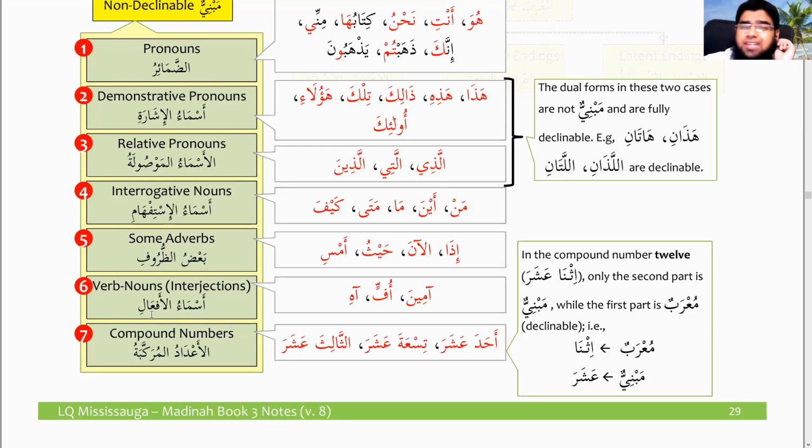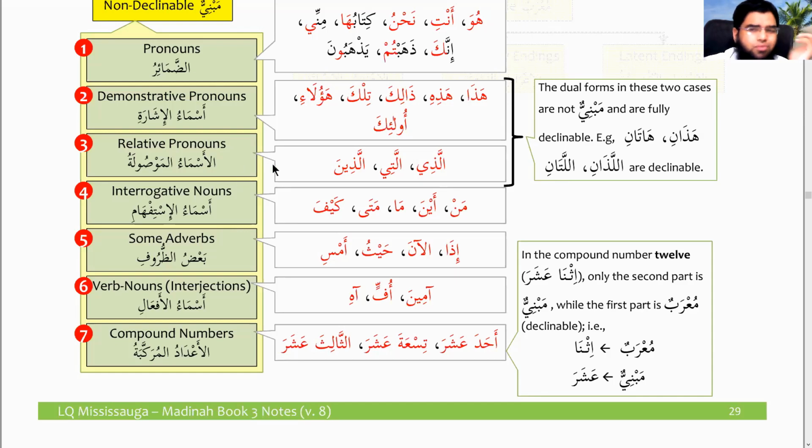Asma'ul af'al. There are some nouns which give the meaning of verbs. Amin. Amin means what? Istajib, accept the prayer. Instead of using a verb, we use Amin. Uf is like, I'm tired of you, kind of. Ahi is like, I feel pain. And then numbers from 11 to 19, except 12. Isna becomes isna. It's mabni, always salasata ashra. They are always fixed. So these are the list of mabni nouns.